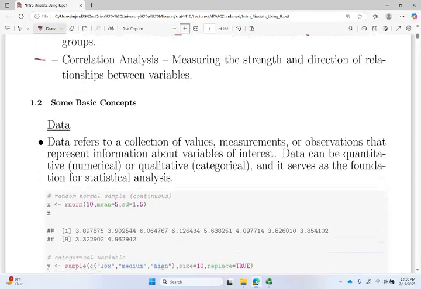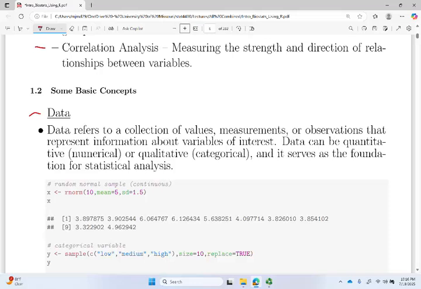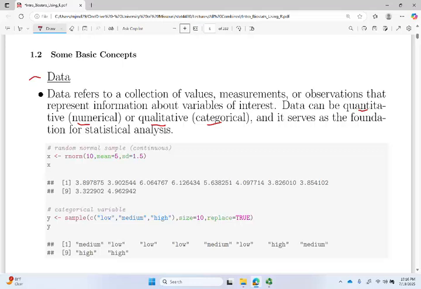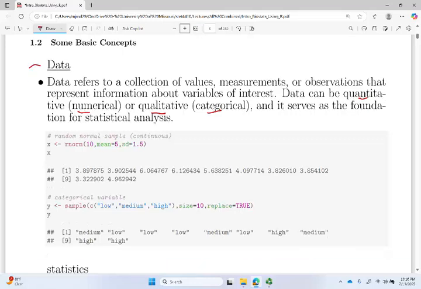Now, some basic concepts: we have the data. What is the data? That's the collection of values that we have from our experiment or our sample observations that we're going to use to make an inference towards the population. But the data we collect can be numerical, which is called quantitative, or it can be categorical, which is called qualitative. And the type of data that we collect kind of determines what type of analysis and descriptive statistics and so on that we use.